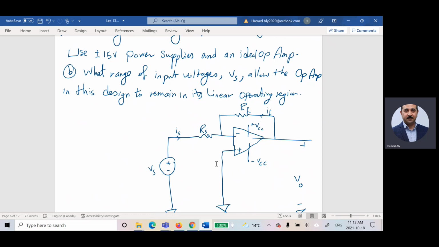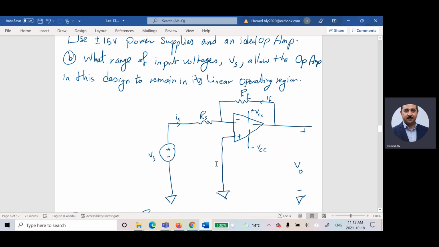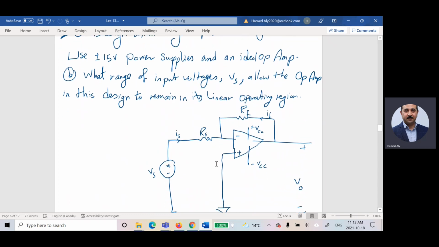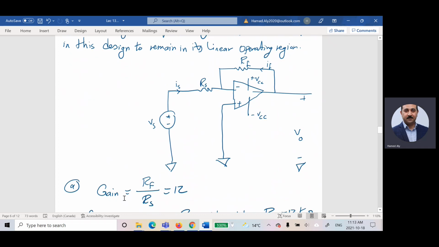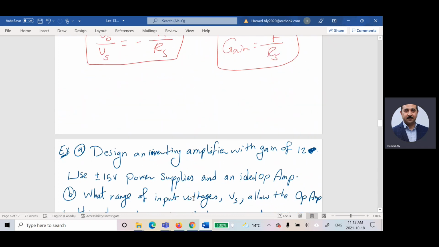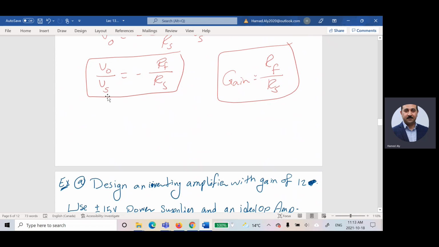We have VO between positive and negative 15, and we have to get Vs. The ratio is 12. I have the positive VCC and the negative VCC, the limits for the saturation. I know that the gain is equal to 12, and that V output over V input is equal to negative RF over RS. So I know that VO over VS is equal to negative 12.